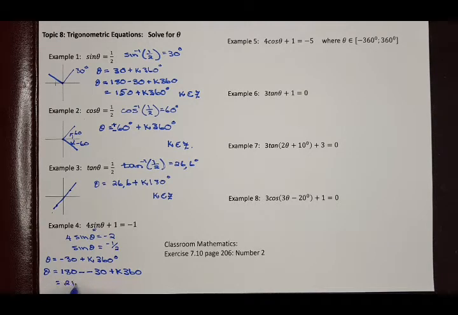Okay, that's going to be 210 plus k 360, where k is an element of the set of integers. Again, just think about it. Sine equals a negative number. In which two quadrants would sine be negative? In the third quadrant, 210, and the fourth quadrant, minus 30.